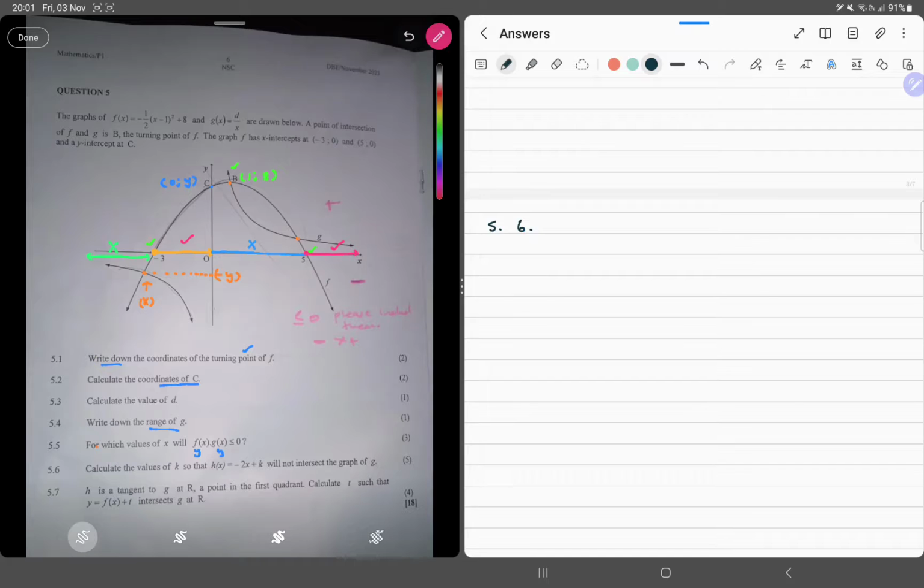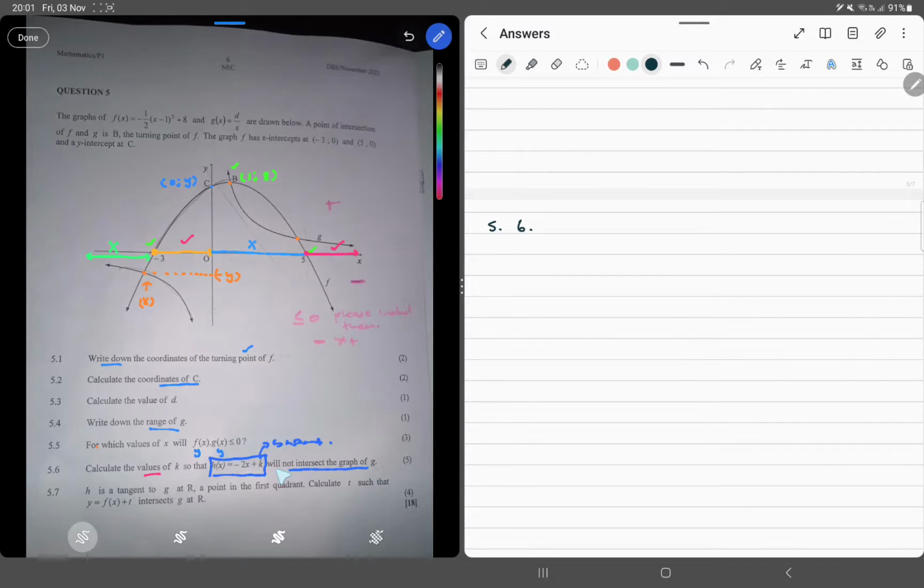Now 5.6 says calculate the values of k so that h of x, the function of h, is equal to -2x plus k. Obviously k is a constant here. Okay, will not intersect the graph of g.